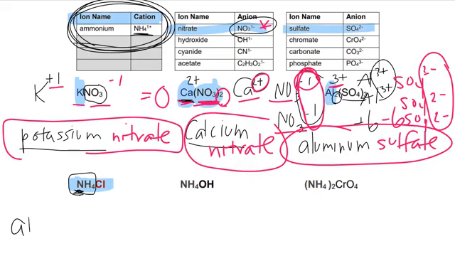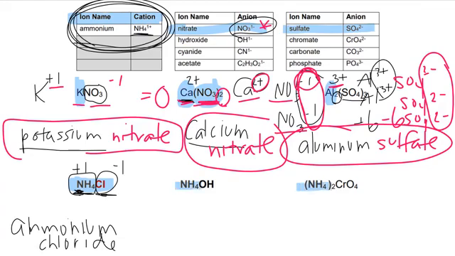So I'm going to name that ammonium, and that's a +1. And Cl is a -1, and that is chloride. So this is ammonium chloride. And I only need one NH4 and one Cl to balance that compound out. Here's another NH4. So let's look at this and go, okay, NH4, so that's ammonium.